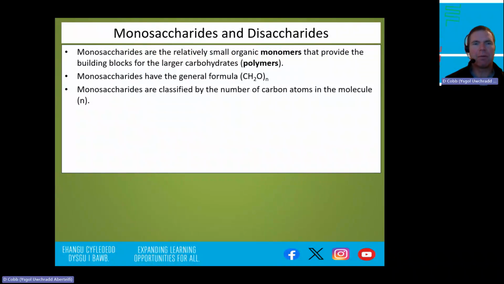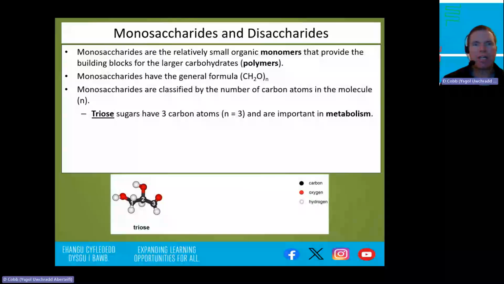You classify monosaccharides based upon how many carbons are present, that n value from the previous formula. So triose monosaccharides, or triose sugars. Any monosaccharide can be referred to as a sugar. In fact, any disaccharide can be referred to as a sugar as well. You wouldn't refer to polysaccharides as sugars. It's from GCSE really, or even lower perhaps, the idea that carbohydrates are generally divided up into sugars, which taste sweet, of which monosaccharides and disaccharides are part because they taste sweet.